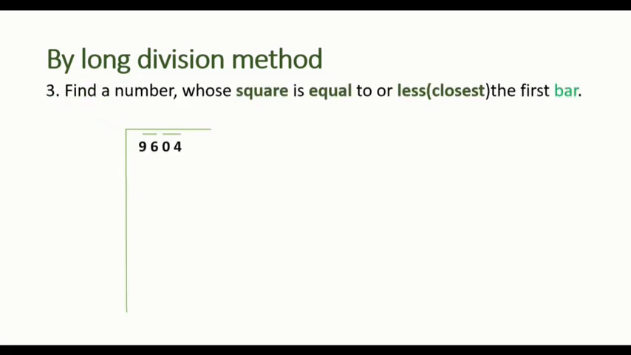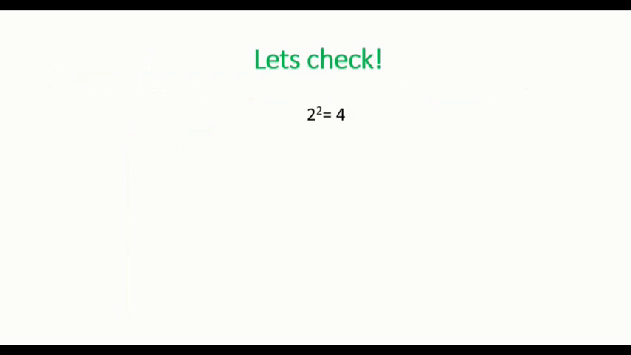Let's now think of a number whose square is either equal to 96, which is our first pair, or less than 96. I repeat, let's think of a number which has a square either the same as 96 or less than 96. And by saying less, I mean it should be the closest to 96. So let's check from the numbers. 2 square, is it 4?